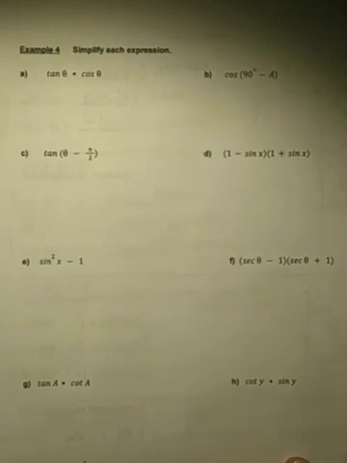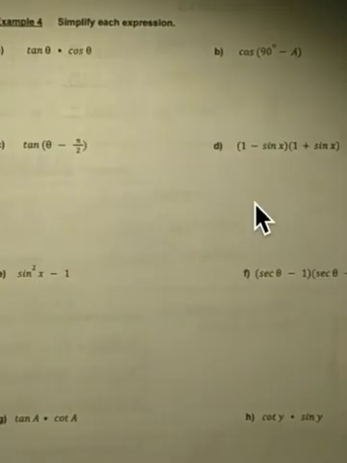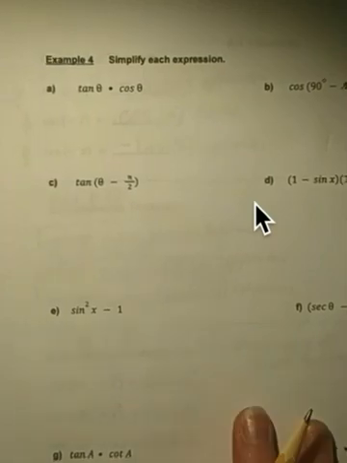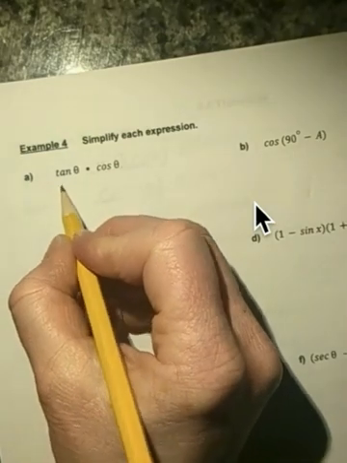Okay, so now let's get to the fun stuff. Let's simplify some trigonometric expressions. Let's take a look at example 4a. I'm going to try to zoom in here so you can see a little better. So 4a says tangent theta times cosine theta. Remember, theta is just some angle measure, any angle measure at all.